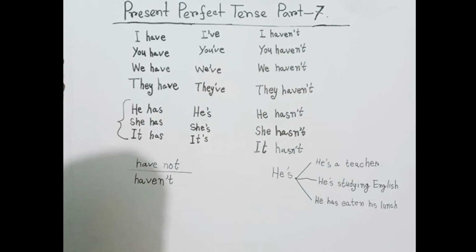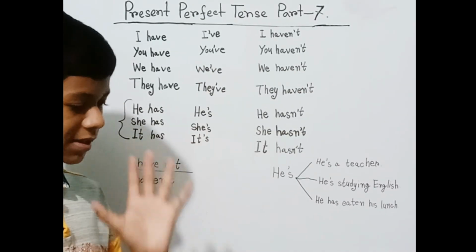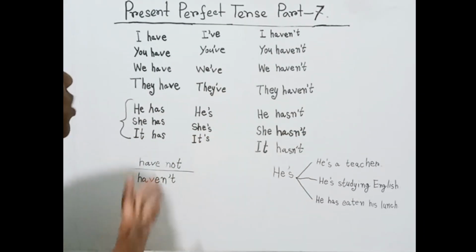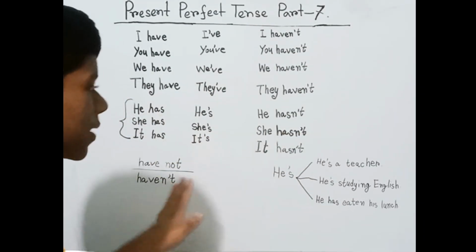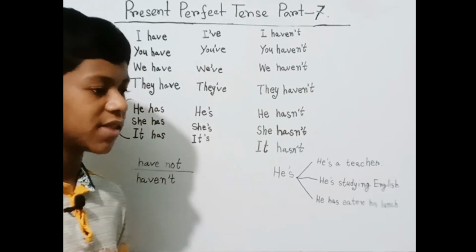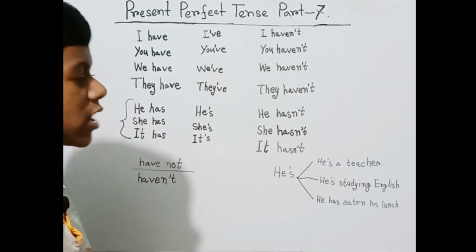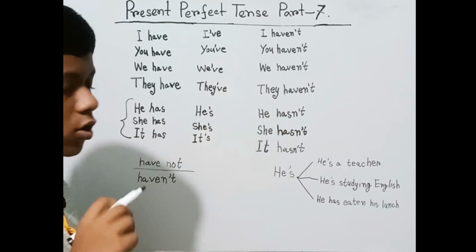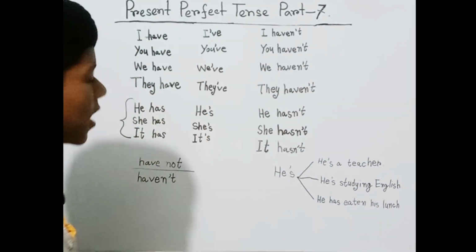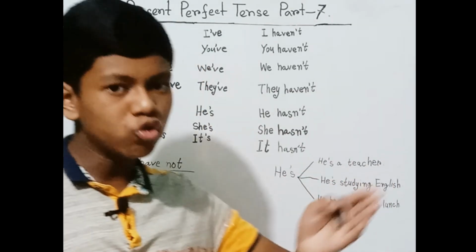Let's see here. Contraction is used on both sides, one is positive and the other is negative. We know the negative one, but today we will get to know the positive. So for example, we can start from here when we say I have. What we generally do is cut this and then add an apostrophe here and join the two parts.